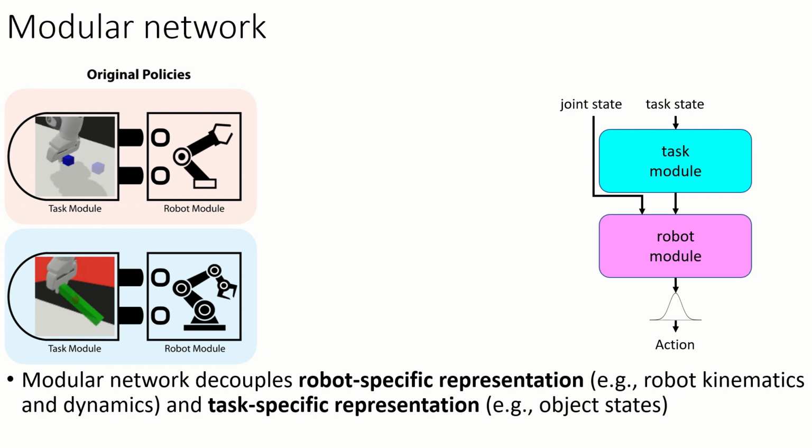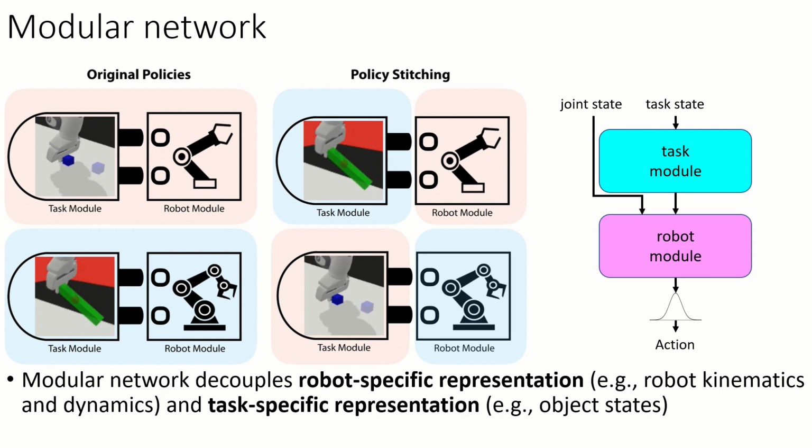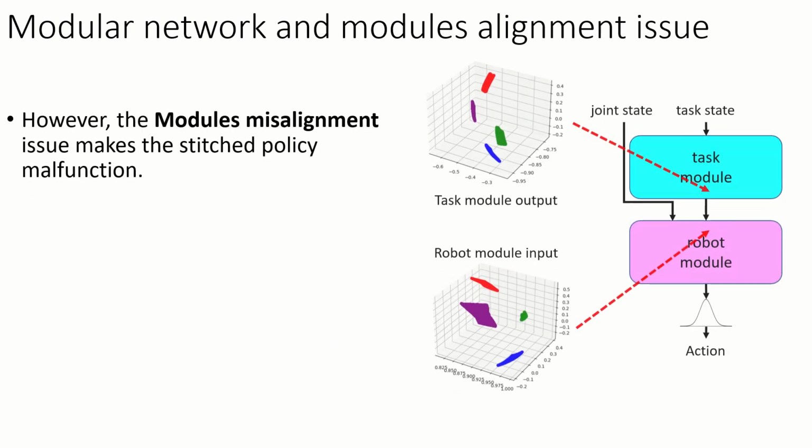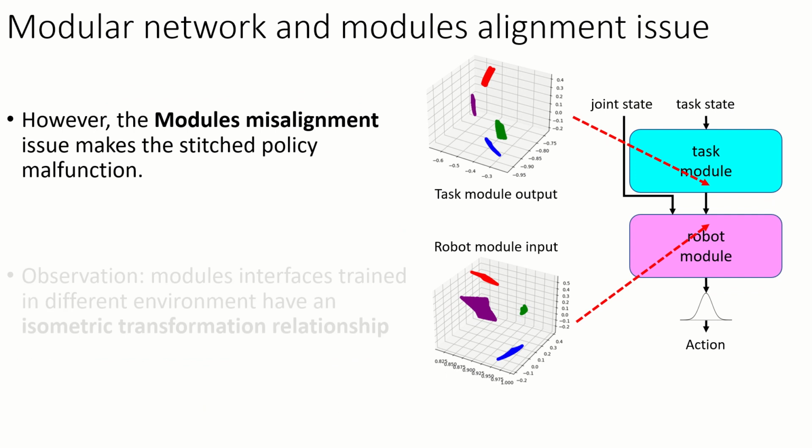When doing policy stitching, we stitch the task module of one network to the robot module of another network to get the reassembled policy suitable for a new environment. However, the module's misalignment issue makes the stitched policy malfunction.